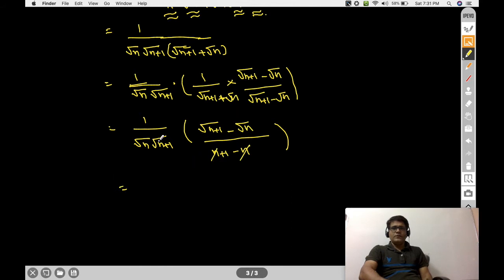Now if you open the bracket, this root n plus 1 cancels, this is 1 by root n, minus, this root n cancels, 1 by root n plus 1. Yes, we got this as the difference of two terms, that is ur minus ur plus 1. If this is tr, this would be the tr plus 1 form. Now telescoping works.